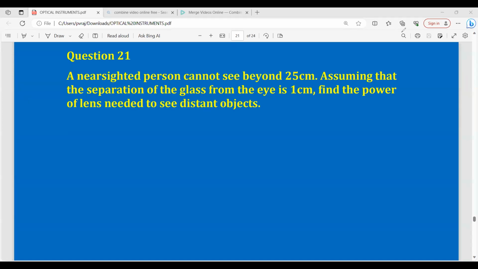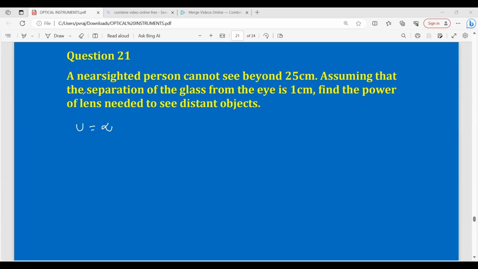A nearsighted person cannot see beyond 25 centimeters, assuming that the separation of glass from the eye is 1 centimeter. Find the power of lens needed to see distant objects. Distant objects means where should the object be placed? The object should be placed at infinite distance. So u can be taken as infinite.